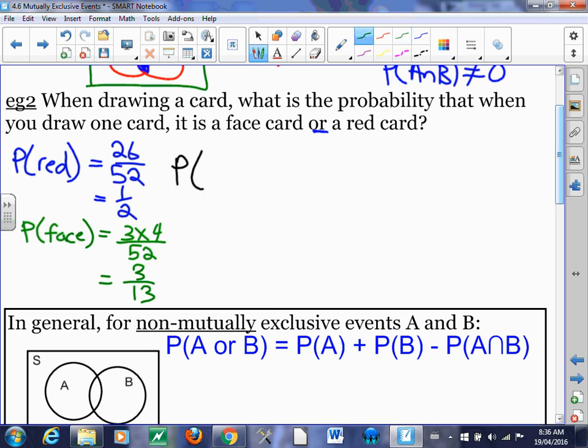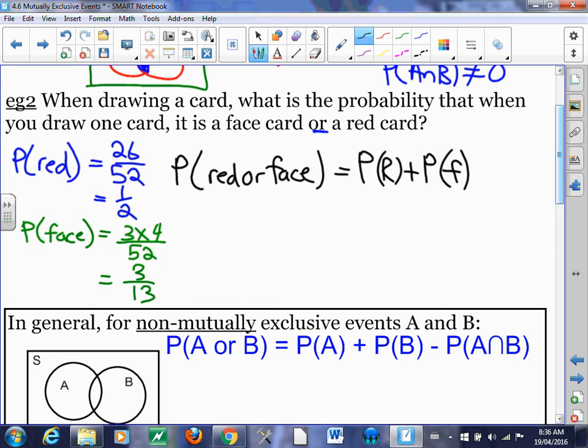So the probability of red or face equals the probability of red plus the probability of a face. But what do we have to remember to do, folks, is to notice that some of these face cards can also be what? Red. So you have to subtract the probability of red and face, right? So that's your inclusion-exclusion principle, where you add the two cases and then you subtract the overlap.